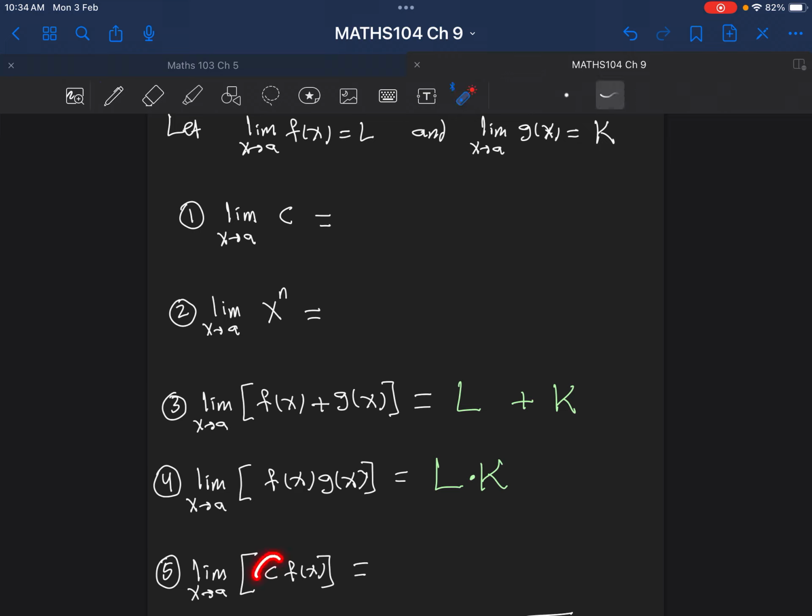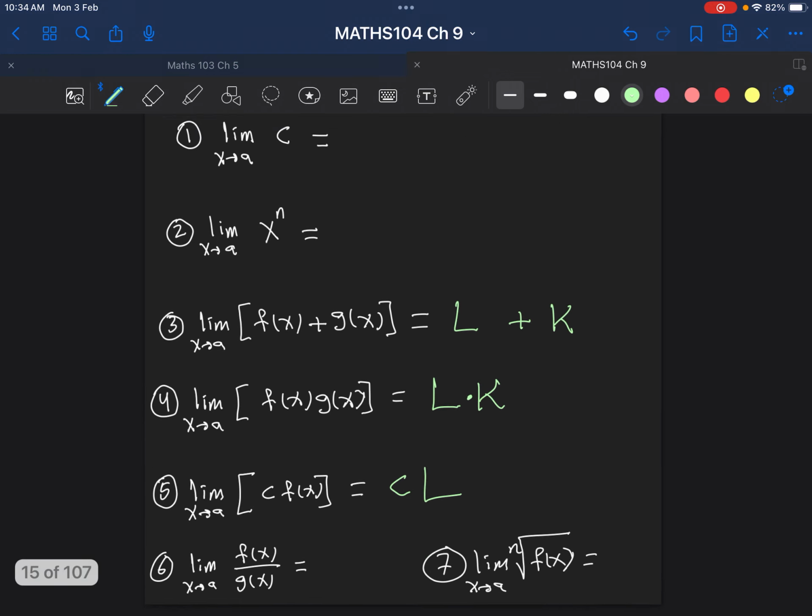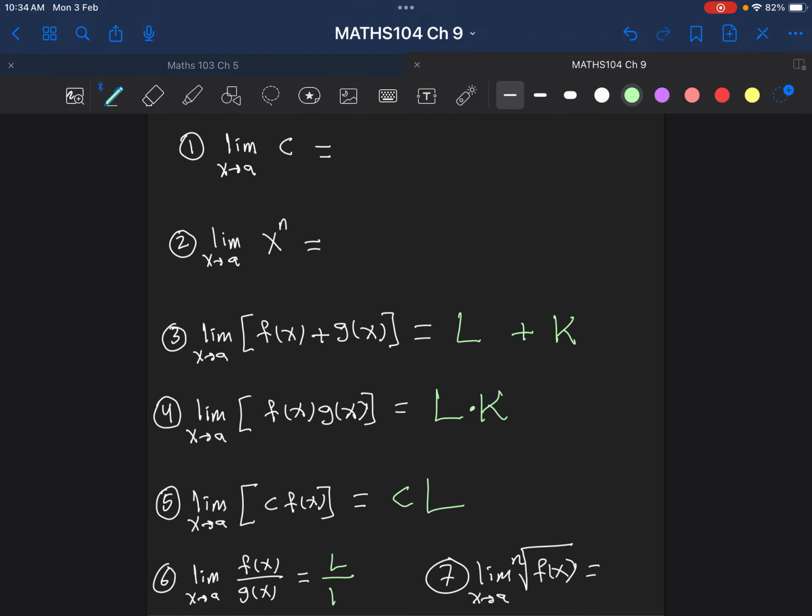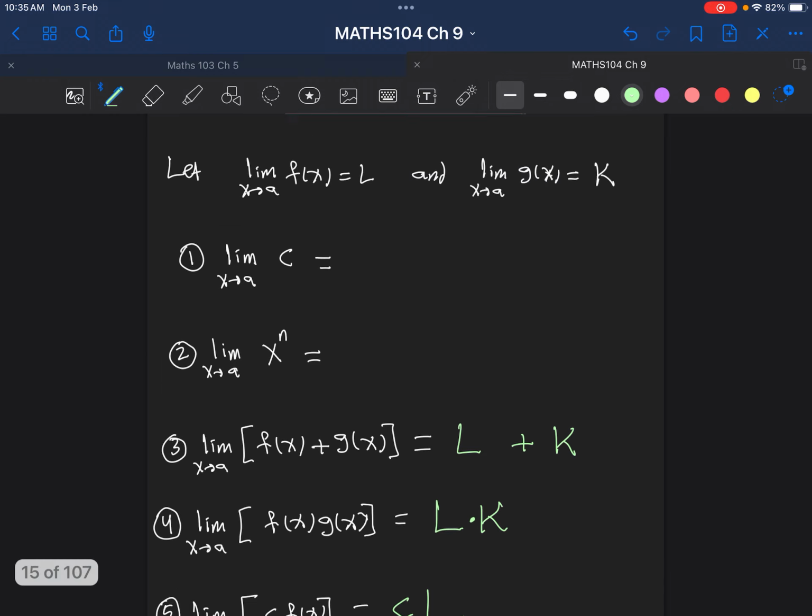Now, what happens if there is a number in front of the function? This number will go outside, so it would be c times L. Same thing if there is a division, we just divide them, and same thing if we have an nth root or any power, it will be just the same thing. We just need to focus on the function, and keep everything the same.